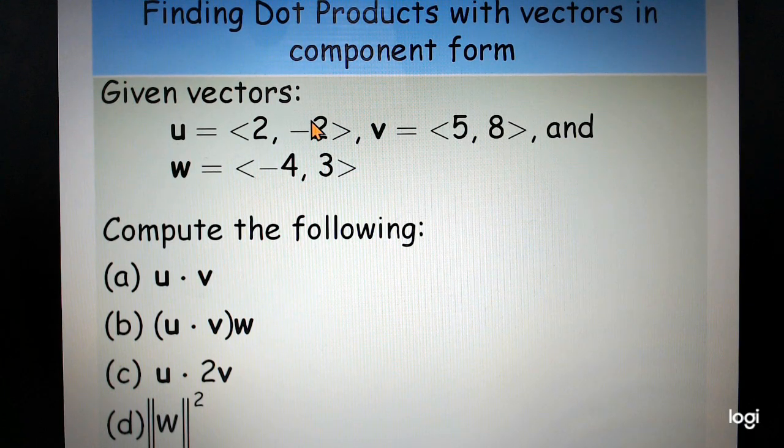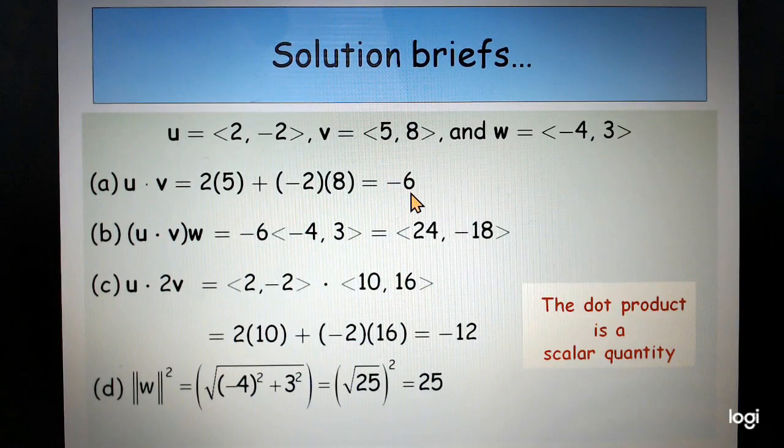So I guess we can do the first one mentally. Okay, so 2 times 5 is 10. I'm doing u dot v. Negative 2 times 8 is negative 16. So 10 and negative 16 is negative 6. So here's our answer of negative 6. And you can work these out. Okay, so let's look at B. All right, in B, u dot v is negative 6.